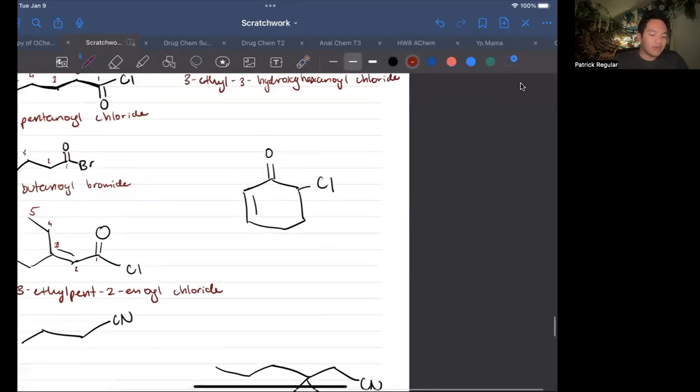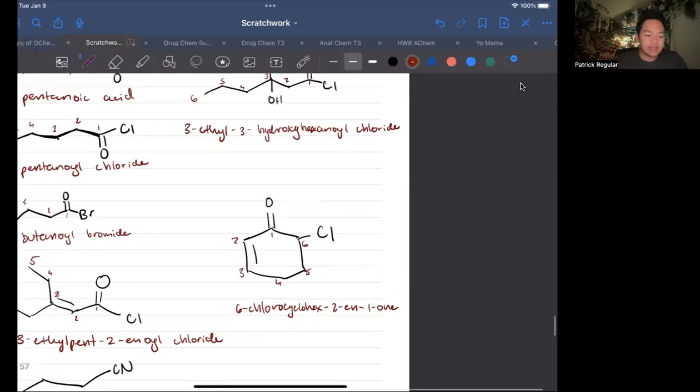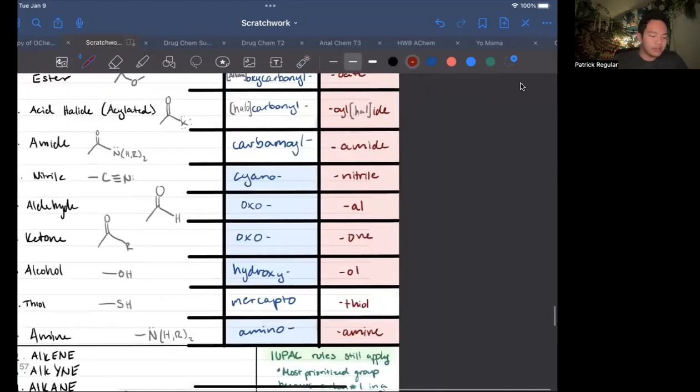So I'll start counting here. 1, 2, 3, 4, 5, 6. It'd be 6 chloro, cyclohex, 2, ene. Now it would be ene, but you have a ketone, 1 one. That's a little bit of a foreshadow I want to show you guys because look, the suffix for ketones is going to be right here.